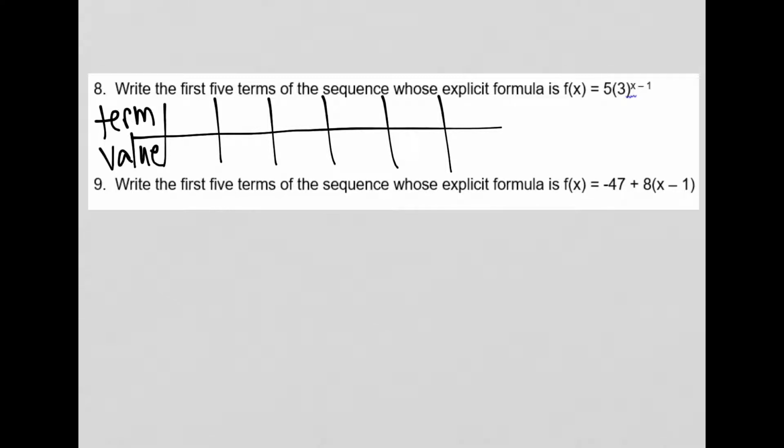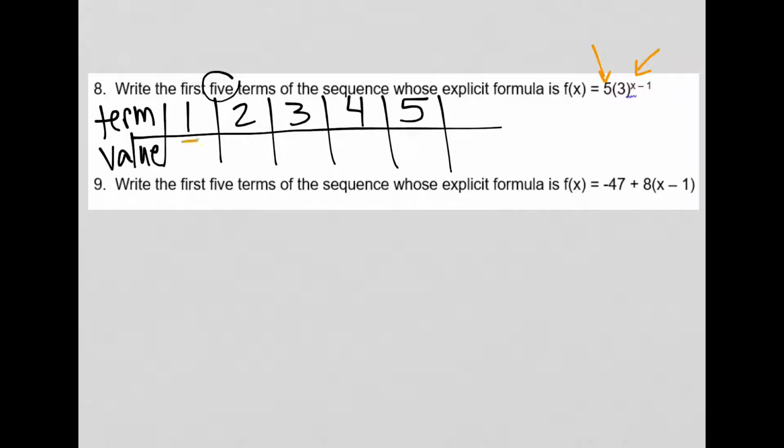Well, it says to write the first 5 terms, so I'm going to need term 1, term 2, term 3, term 4, and term 5. And I have an explicit formula here. Let's look at this and analyze it a bit. I see an exponent. That tells me this is a geometric sequence. Must be multiplied over and over and over again. And I know that the thing that goes right here is my first term. That coefficient, that number in front of the parentheses, that's my first term.